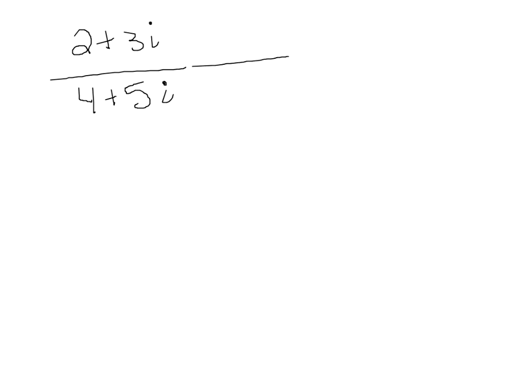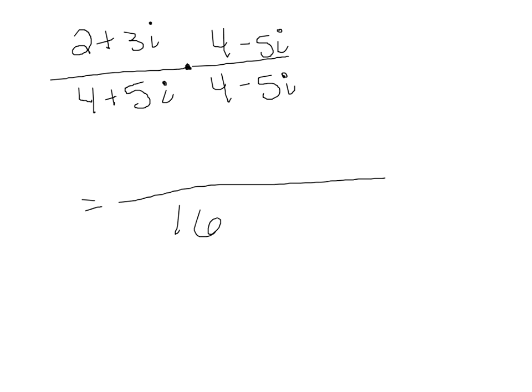Let's look at another one. 2 plus 3i divided by 4 plus 5i. So I start by multiplying top and bottom by the complex conjugate. On the bottom, this becomes 16 plus 25. And on the top, I multiply as I did earlier.